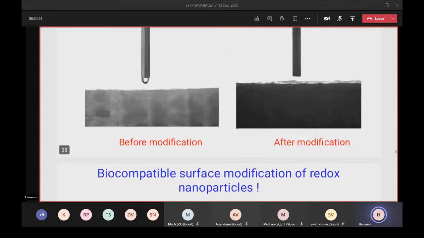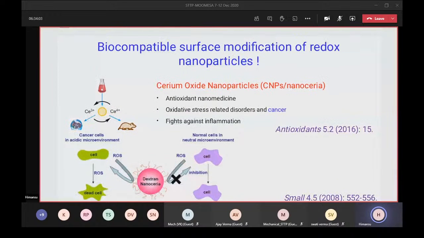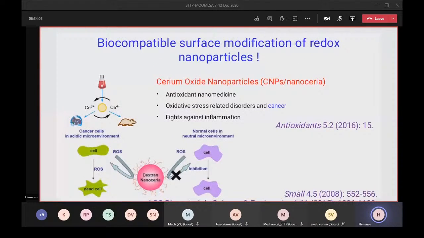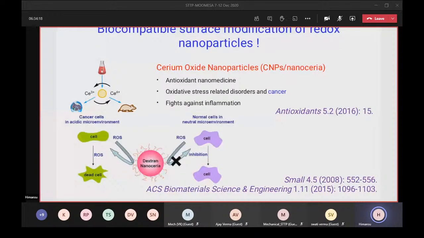And in other work, we also do different kinds of surface modification of redox nanoparticles, because we know these nanomaterials are also very important for integration with the scaffold. One of the nanoparticles we have been vigorously working on for 2 to 3 years is the cerium oxide nanoparticle. These are redox nanoparticles, and they have many advantages.